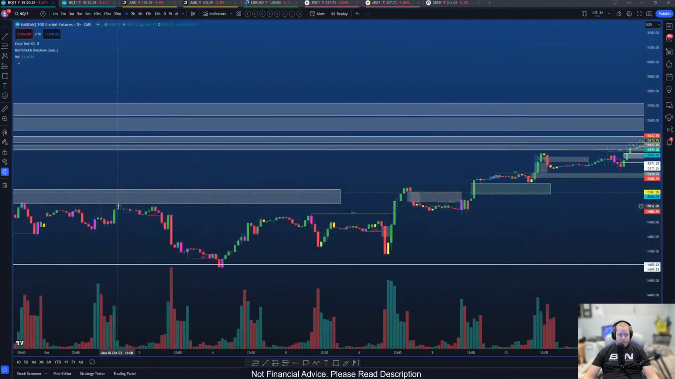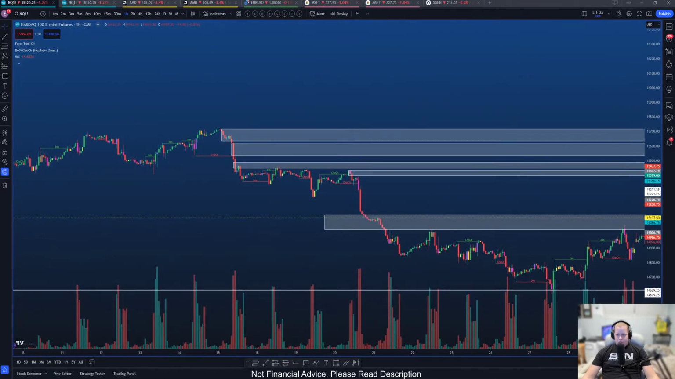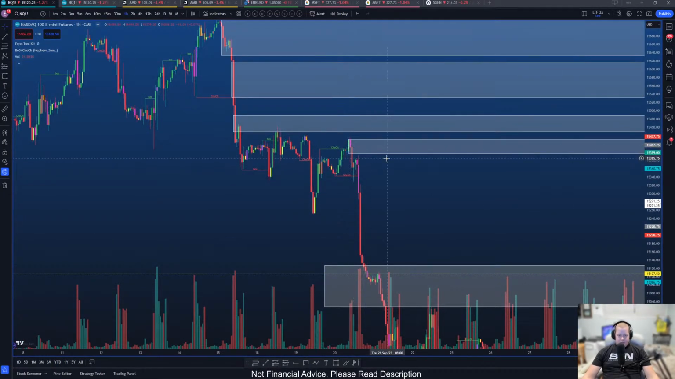I'm pretty sure they're fair value gaps, but let's take a look. So this one's an order block. Remember, if you haven't seen my Smart Money Concepts video, an order block is the last up close candle before a downtrend or the last down close candle before an uptrend. So it's basically the candle that jump started it all, right? So there's an order block here.